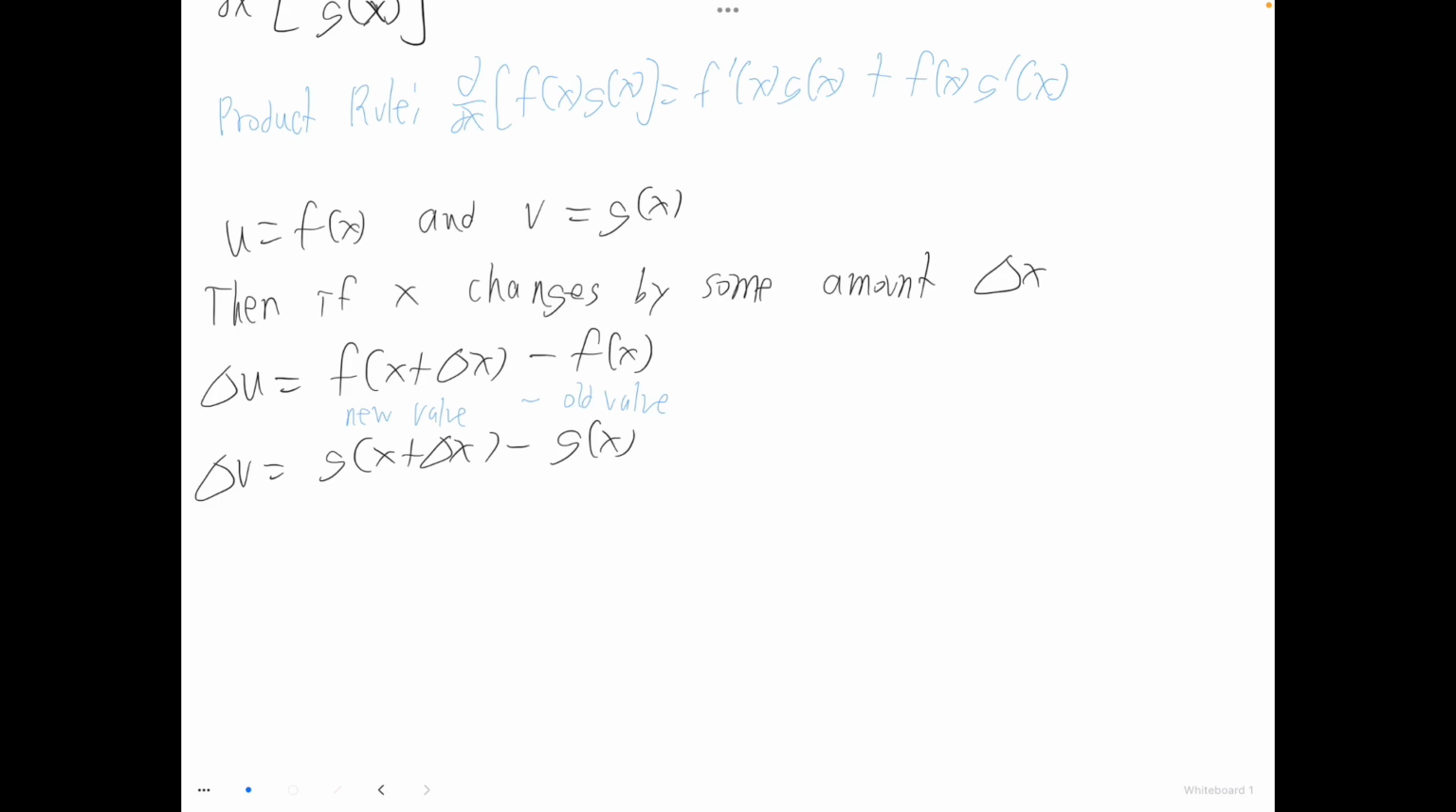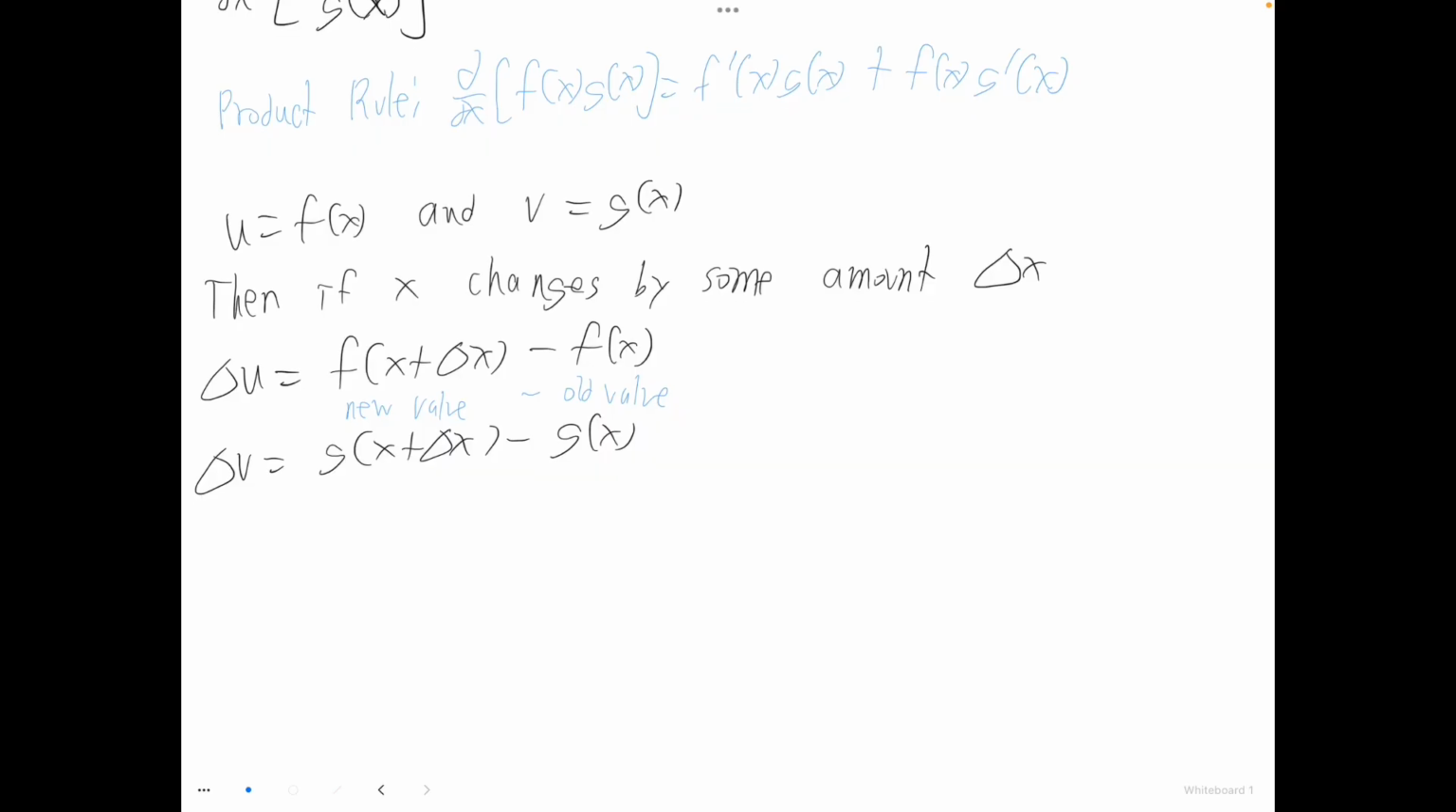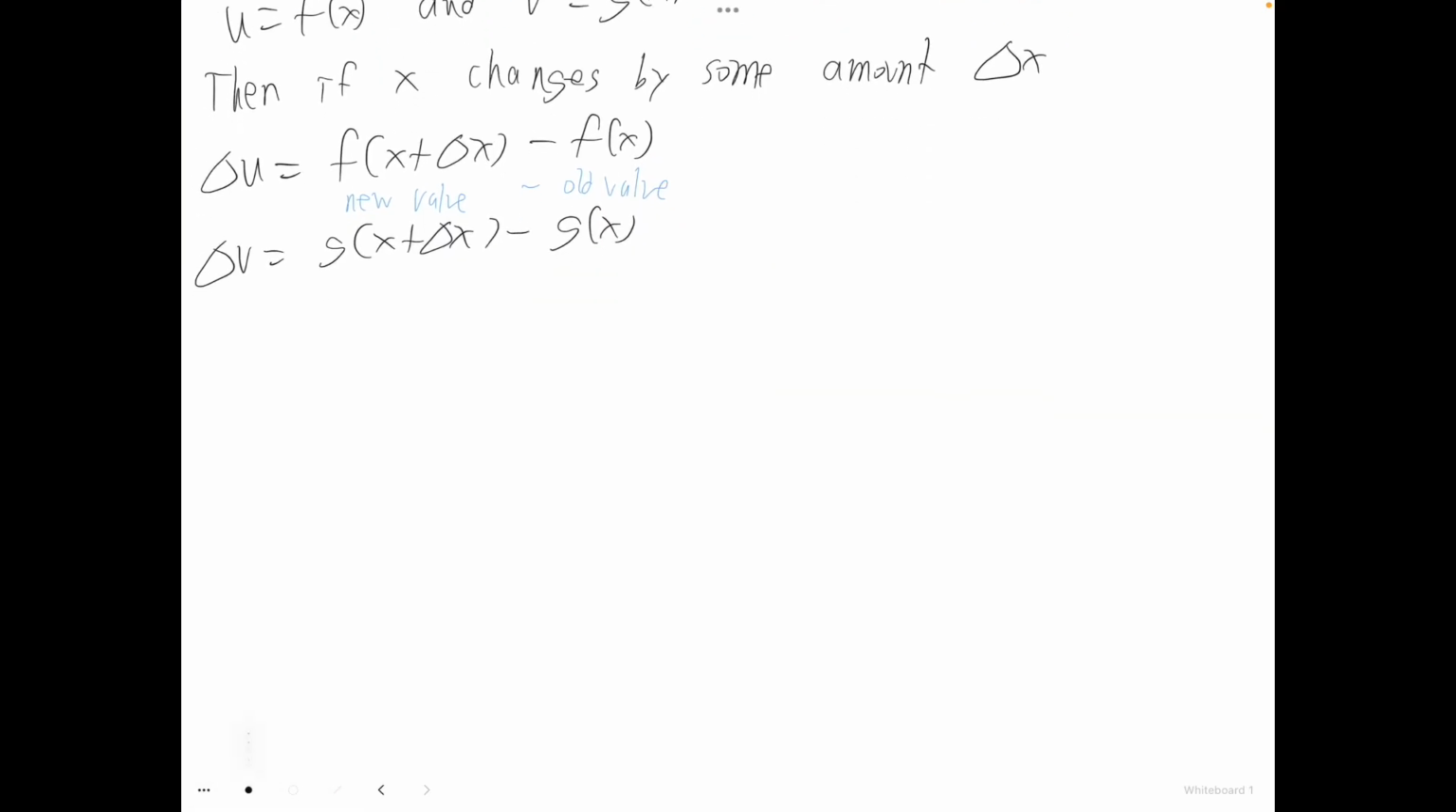Okay, and so what we are interested in is we want to find the derivative of u divided by v, or f of x divided by g of x. And so we're going to look at delta of u divided by v. And so this is going to be our new value, which is u plus delta u divided by v plus delta v. Then we're going to subtract off u divided by v. So just like before, this is our new value for u divided by v minus our old value.